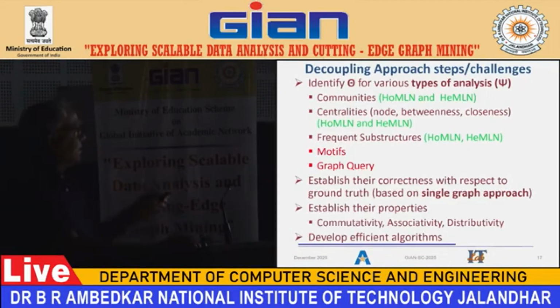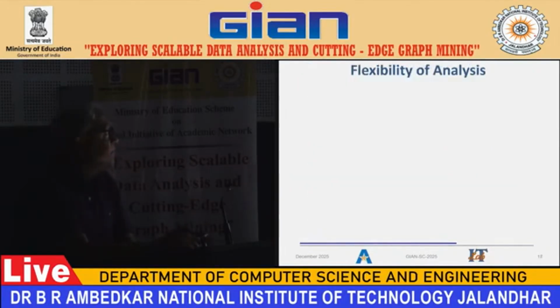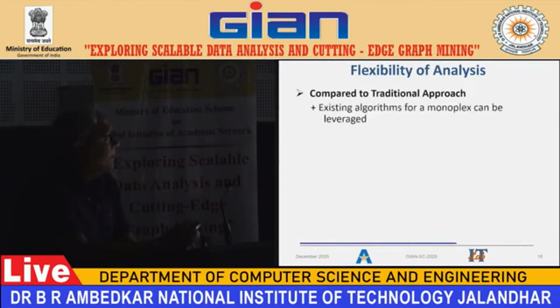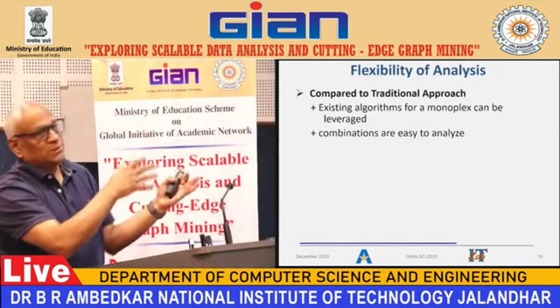Okay, establish their properties. So we have all kinds of properties like commutativity, associativity, distributivity. These are also important to understand, not just the algorithms, and develop efficient algorithms. And there is flexibility of analysis compared to traditional approach. The advantage is existing algorithms for a monoplex can be used directly. Combinations are easy to analyze. I can take just 2 layers because of the decomposition. I can just analyze 2 layers and split it. If I want 3, I already have the layer analysis for 2 layers, add the third analysis and then compose it.